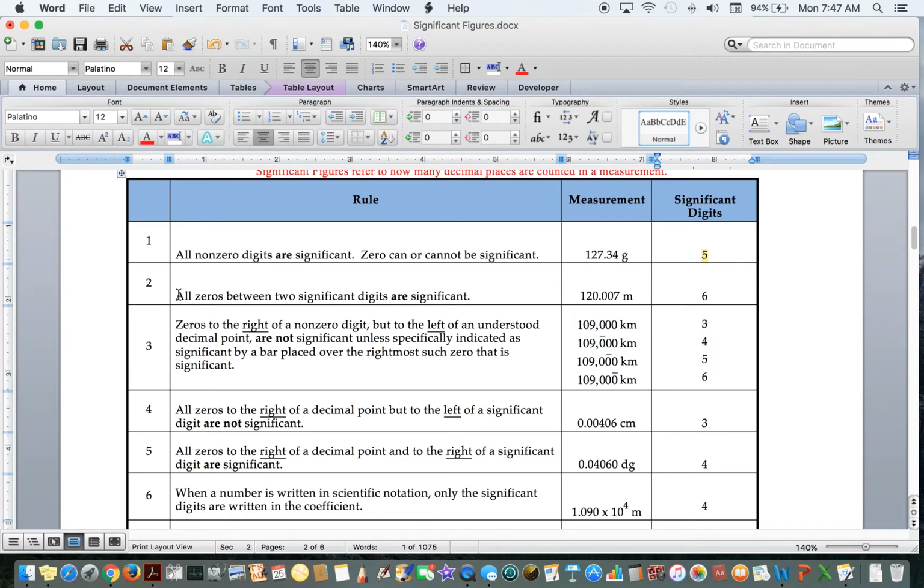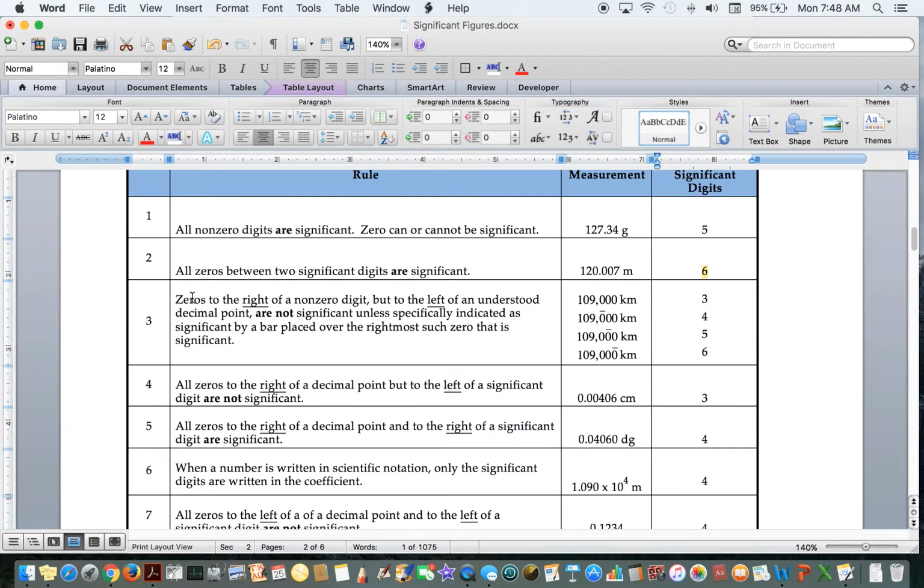Going on to rule 2. All zeros between two significant figures or two significant digits are significant. If we look at this number here, don't worry about where the decimal point is. If the 1 and 2 are significant, according to rule 1, and the 7 is significant according to rule 1, then the zeros in between two measurements must have been measured. So in this case, we have 6 significant figures. These 3 zeros right here have to be measured because the number in front of it was measured and the number behind it was measured.